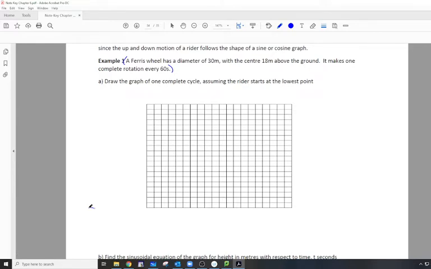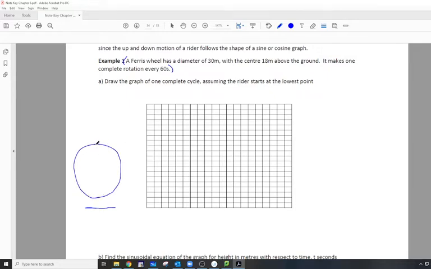This is going to be quite a rudimentary Ferris wheel, but here's the ground. And then we're going to have this Ferris wheel, which is a circle above the ground. That is not to scale at all. Let me maybe make it a bit lower. Let's go like this. Okay, so what do we know about this Ferris wheel?